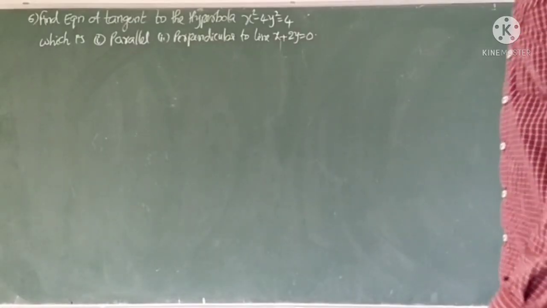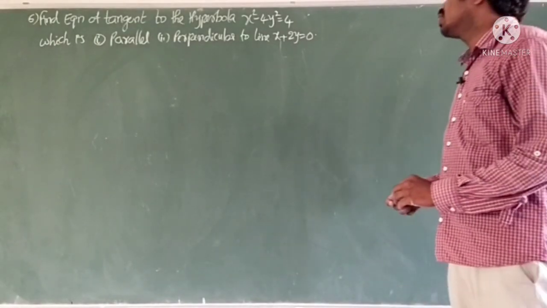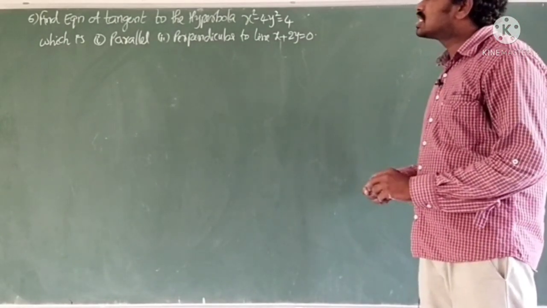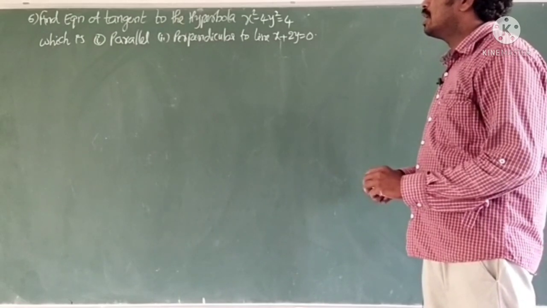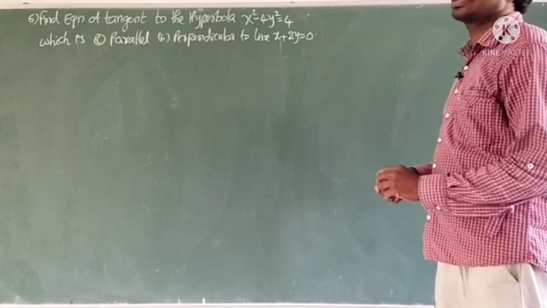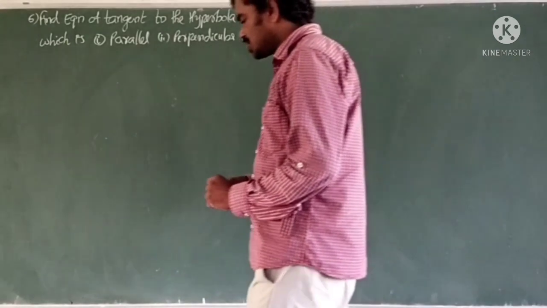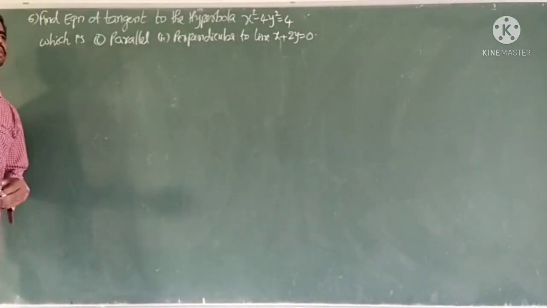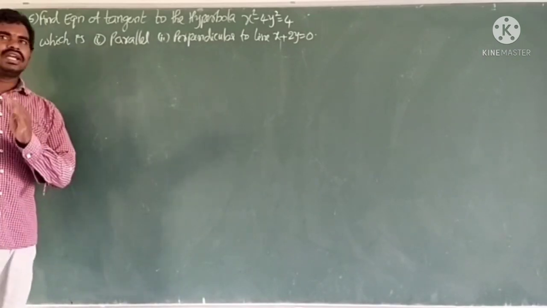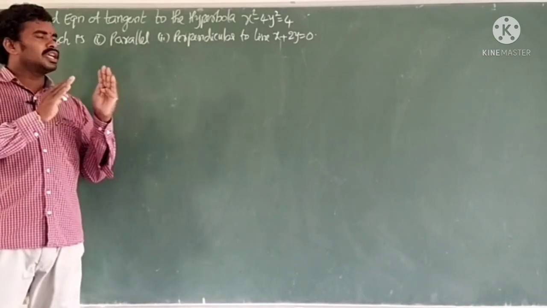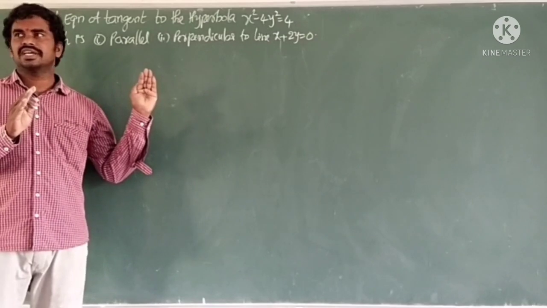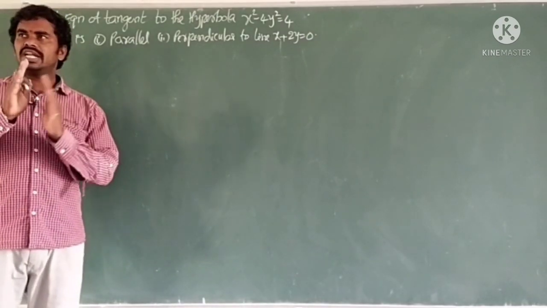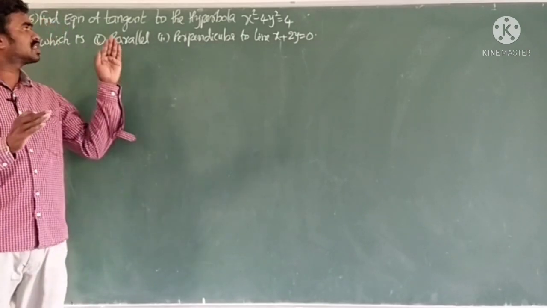Yes, sixth question. Find the equation of tangent to the hyperbola x square minus 4y square equal to 4, which is parallel and perpendicular to the line x plus 2y equal to 0. So in this chapter, these types of questions are very important. In both the ellipse and hyperbola chapters these types of questions are there. If they do not ask this type of question in ellipse, they must ask in hyperbola.